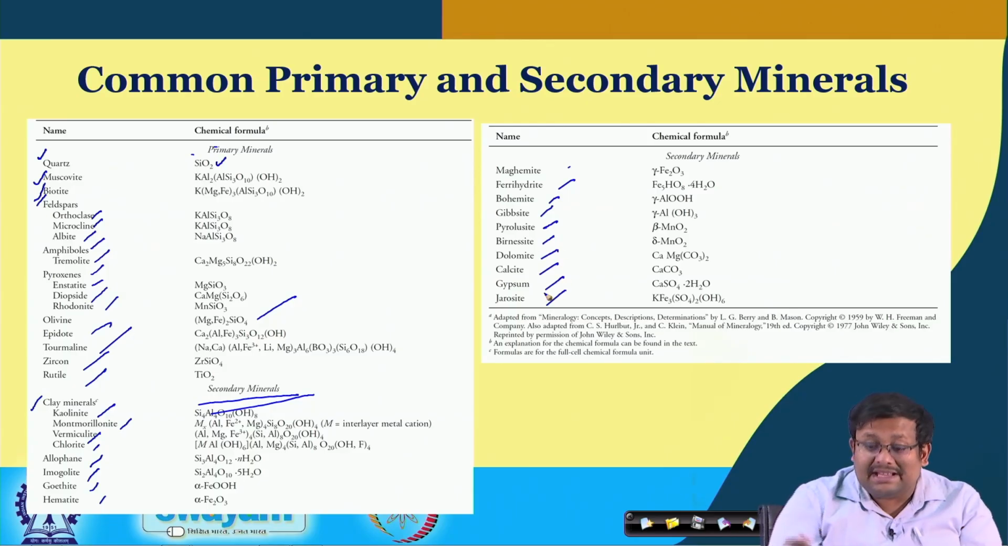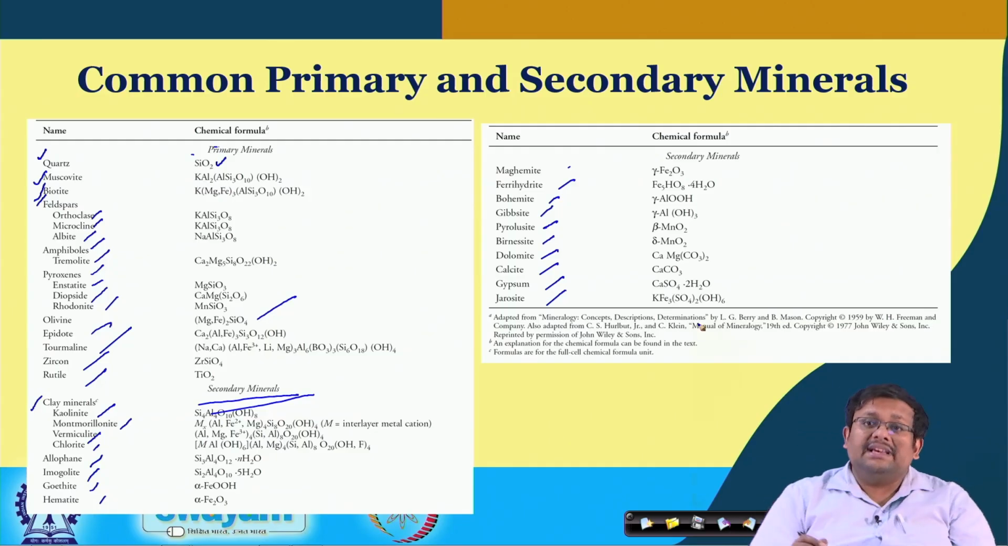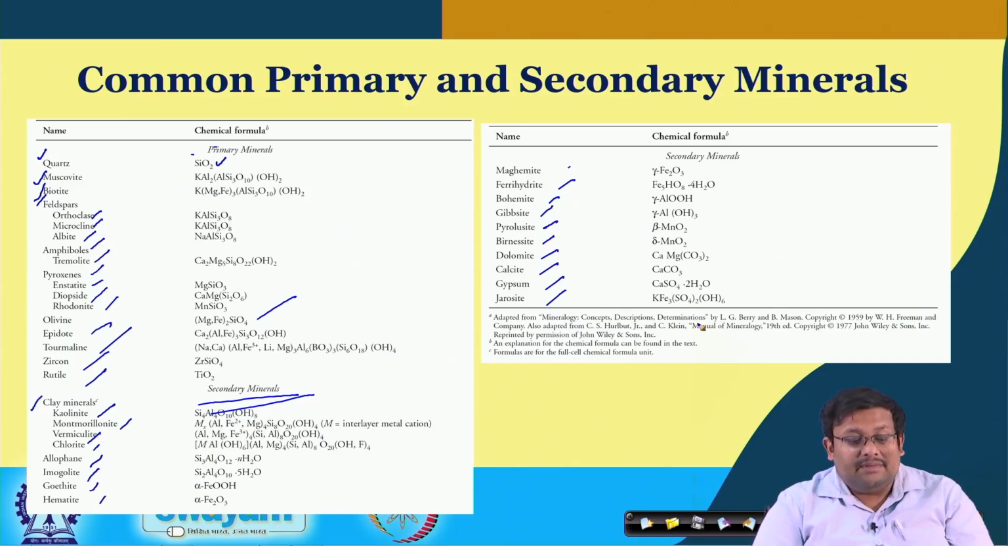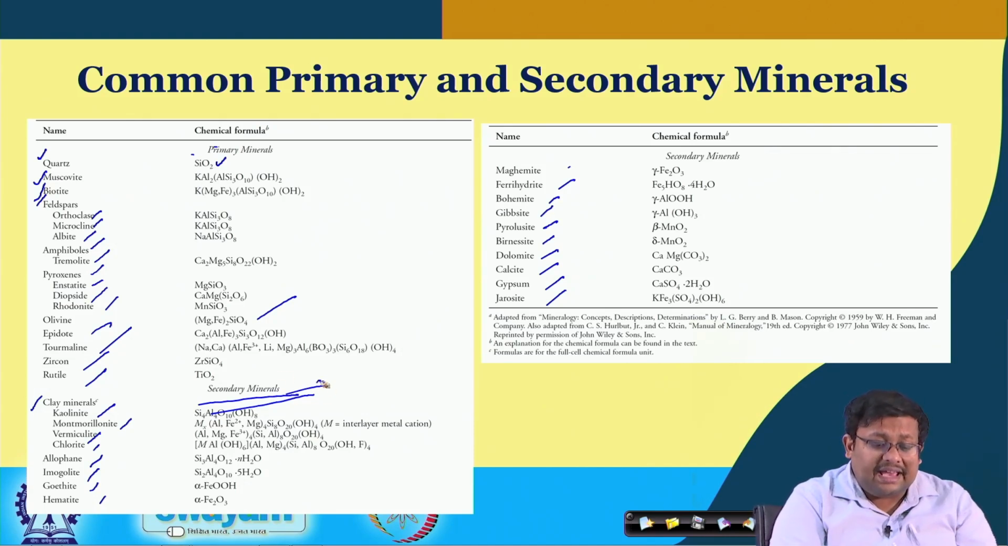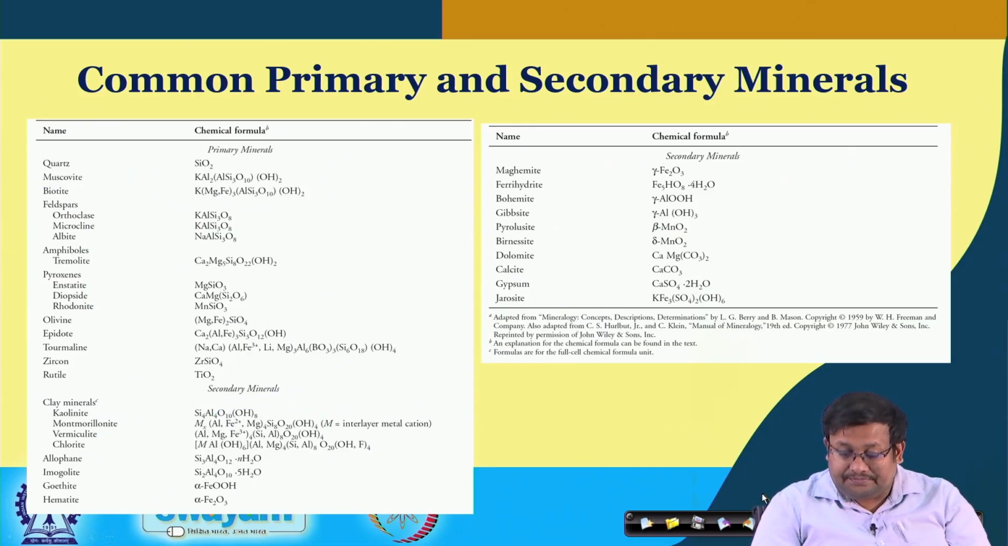All these are different types of secondary minerals, and these secondary minerals are basically developed from the primary minerals due to decomposition and weathering processes, especially chemical weathering. All these have specific chemical formulas, and the secondary minerals are mainly present in the clay fraction, whereas primary minerals are present in the sand and silt fraction.